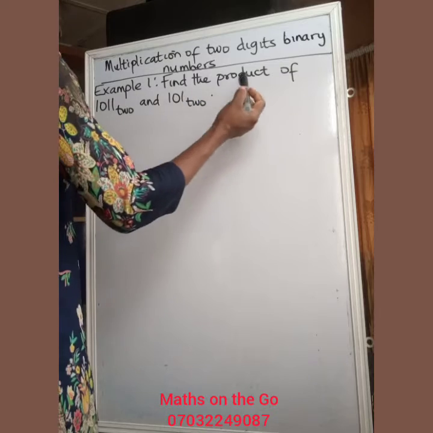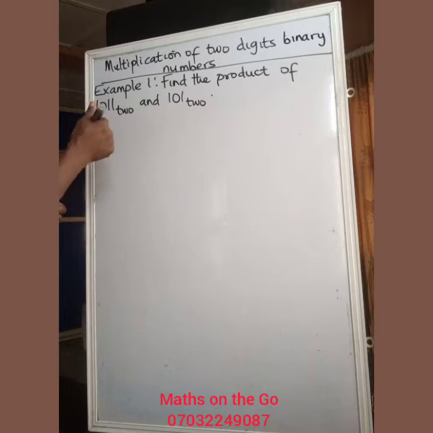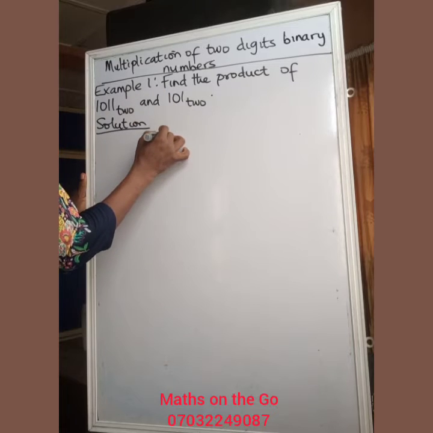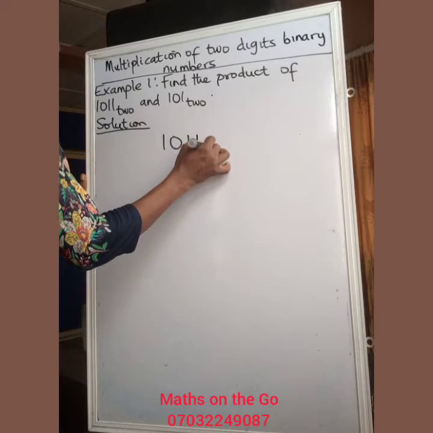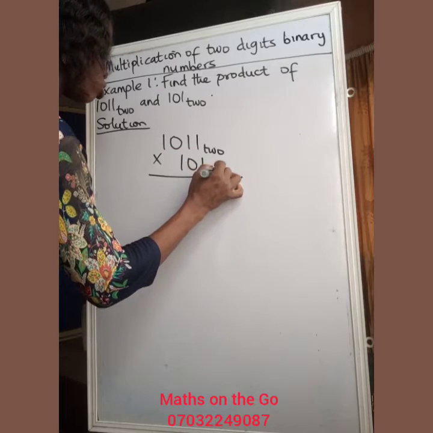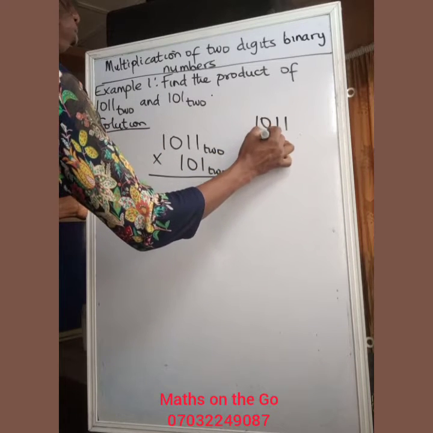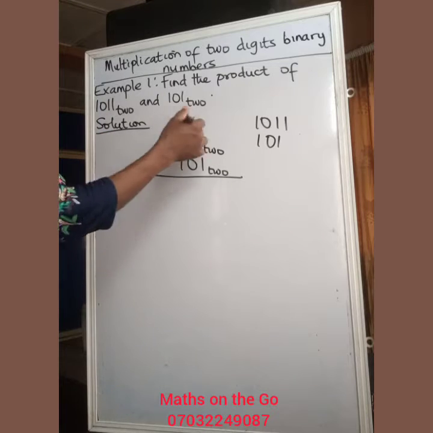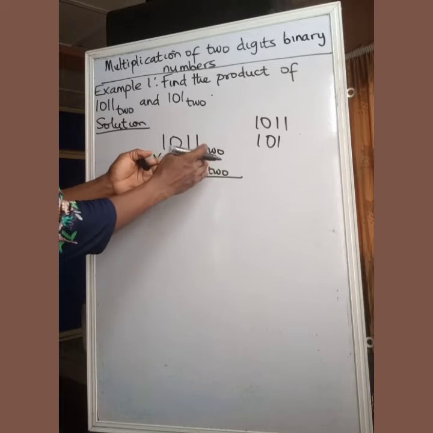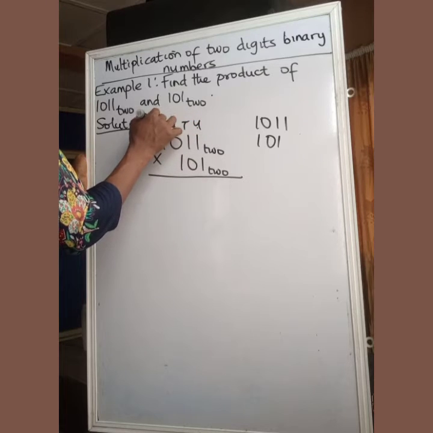Example 1. Find the product of 1011 base 2 and 101 base 2. So let's move. The question is 1011 base 2 multiplied by 101 base 2. If you notice, I didn't write my own like this, 1011 and 101. No. When you write the first one, the second one should fall underneath the first 3 digits when you're counting from units, tens, hundred, and thousands.